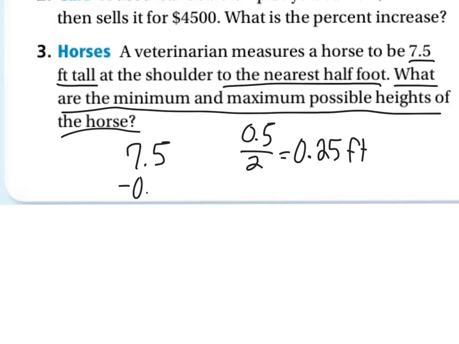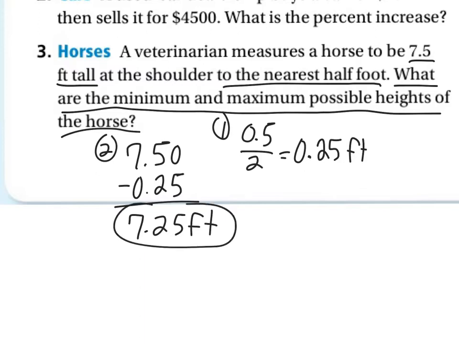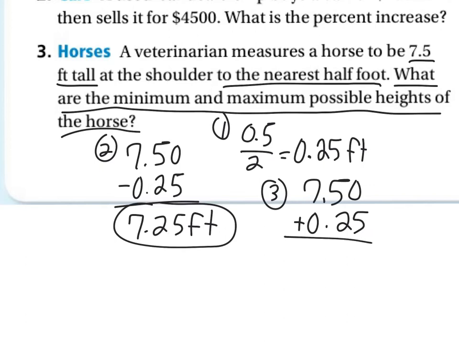So one thing is we could have overestimated the height of the horse, so if we take that off from what we measured, it would be 7.25 feet. The other possibility is we underestimated the height by 0.25 feet. So if we add that on, it would be 7.75 feet.